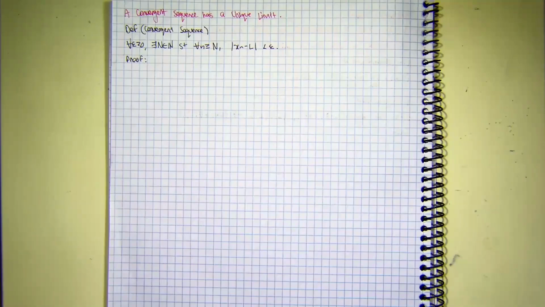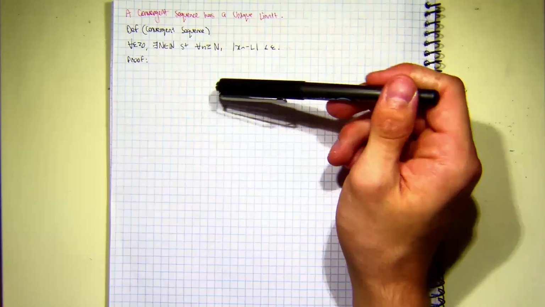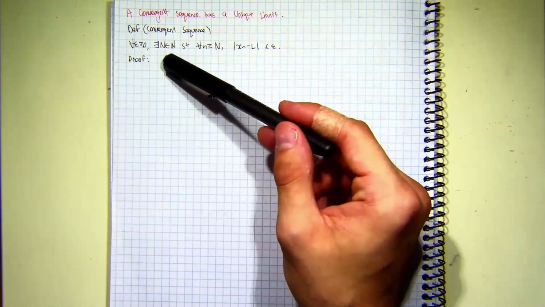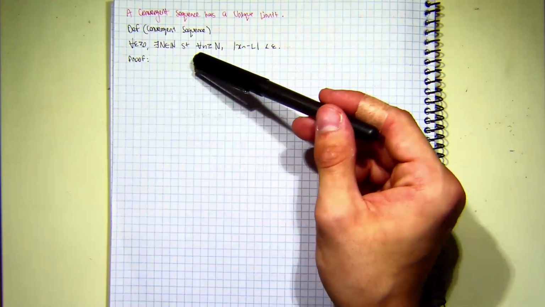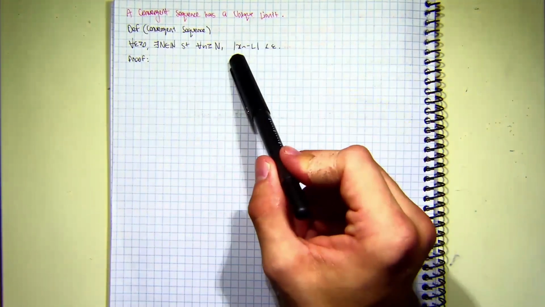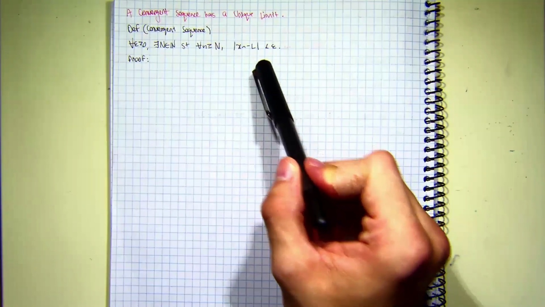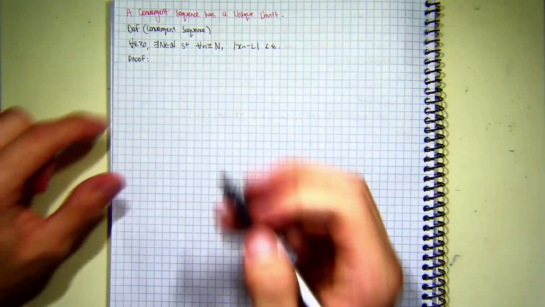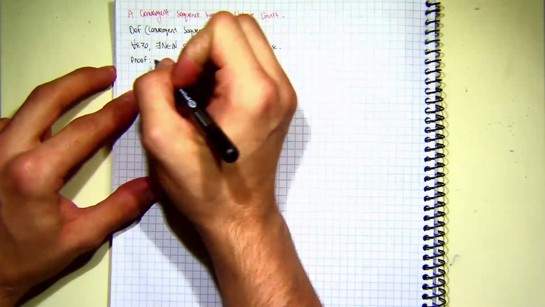Okay, a convergent sequence has a unique limit. So first, let's look at the definition of a convergent sequence, which states: for all epsilon greater than 0, there exists a big N in the naturals, such that for all little n greater than or equal to that big N, |x_n - L| < epsilon. That's in absolute values.